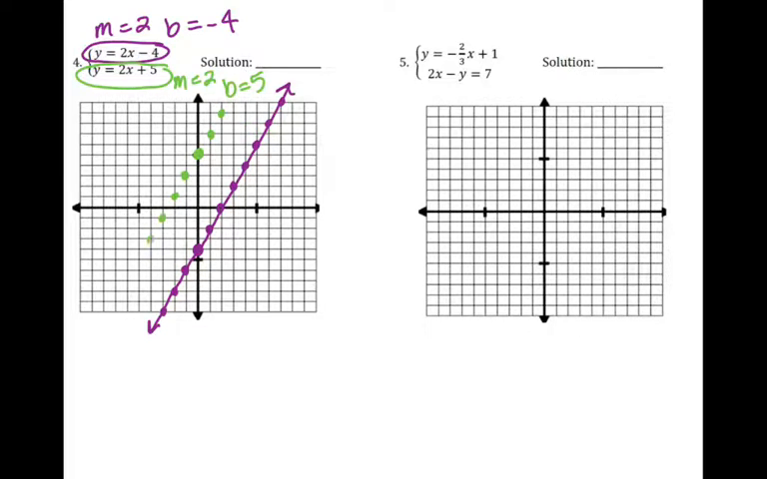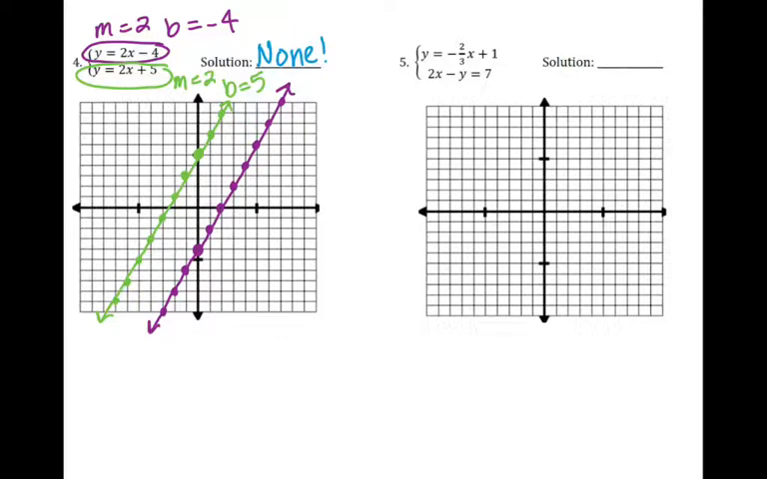These two lines are actually parallel. Parallel lines will never intersect, so this system will not have a solution because they'll never intersect. So solution, none.